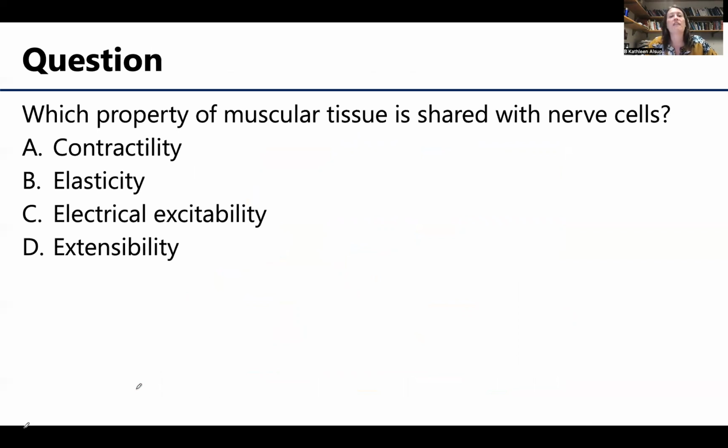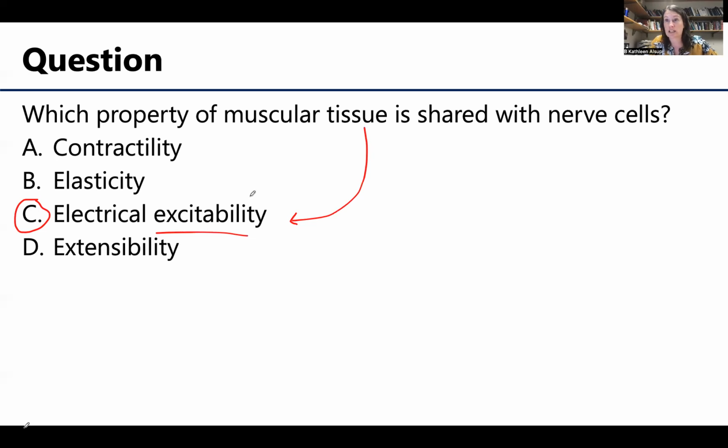So which property of muscular tissue is shared with nerve cells? Remember, this one was exciting, hint, hint. Is it contractility, elasticity, electrical excitability, or extensibility? So pause the video. And when you're ready, hopefully you landed on C, being the only property of muscular tissue that's also shared with the nerve cells. They're going to be excitable as well.